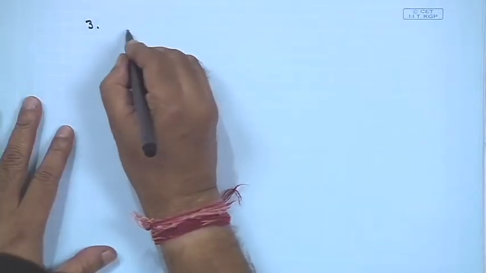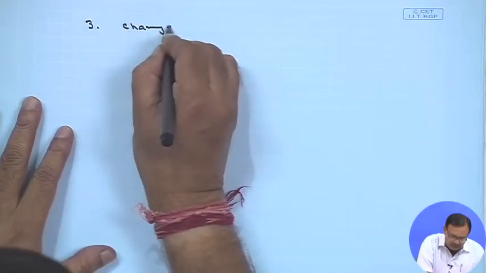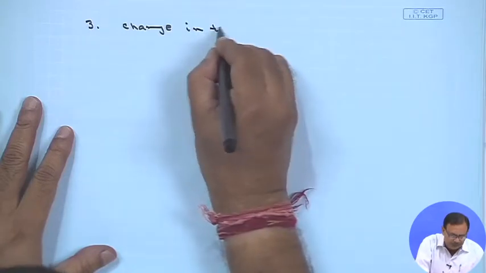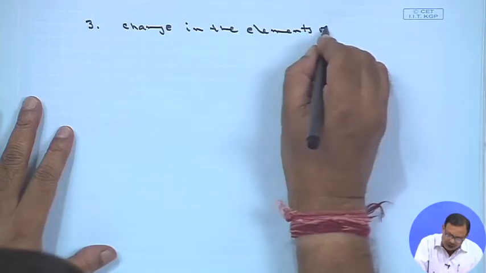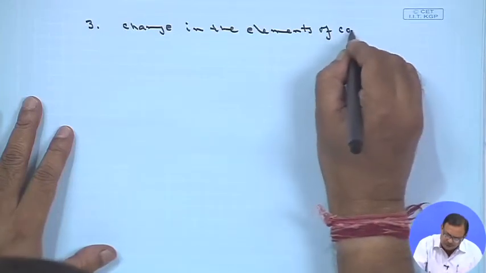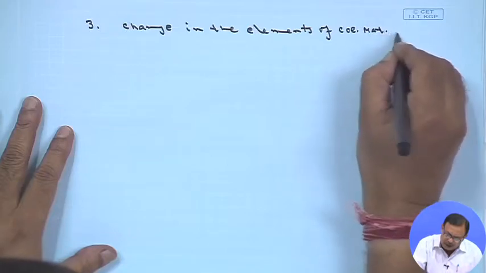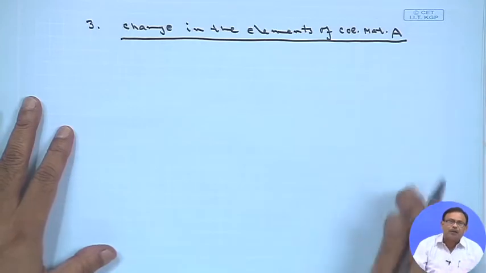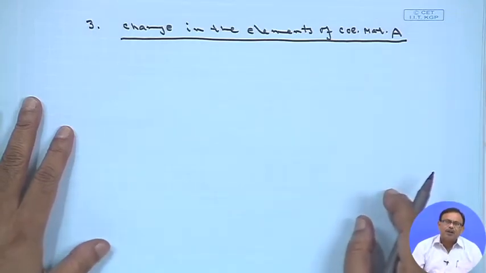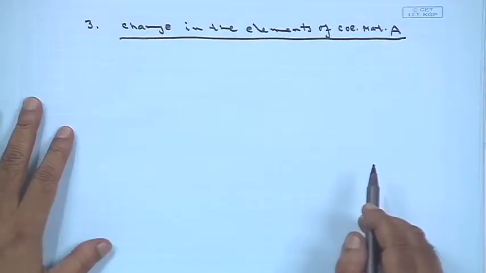Third point is change in the elements of coefficient matrix A. Of the other two, first we have done change in the vector C, then we have done the change in the requirement vector B. Now, we want to see the effect of making changes or variation in the coefficient matrix A.